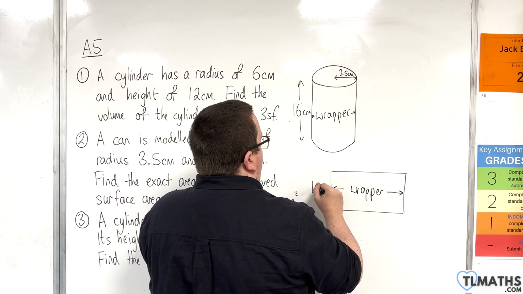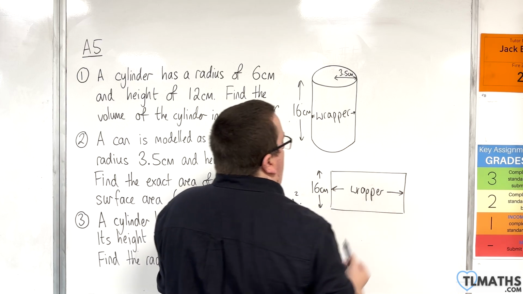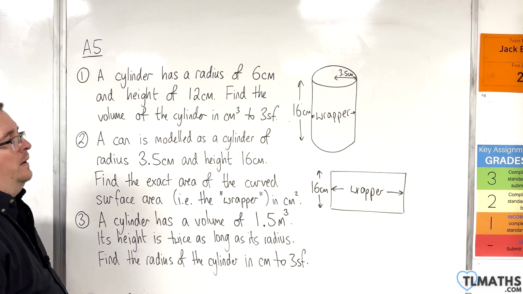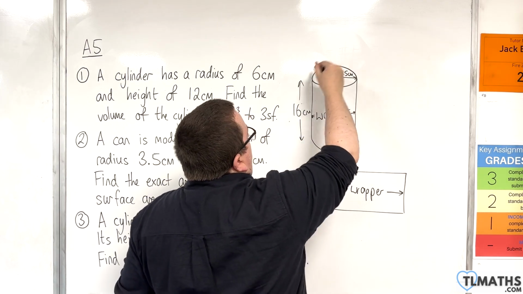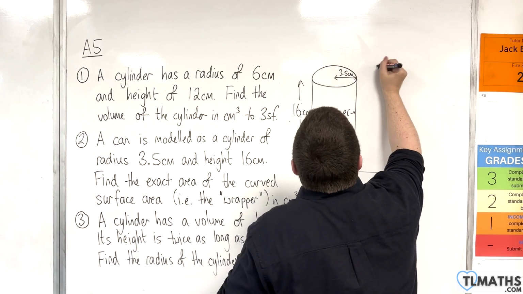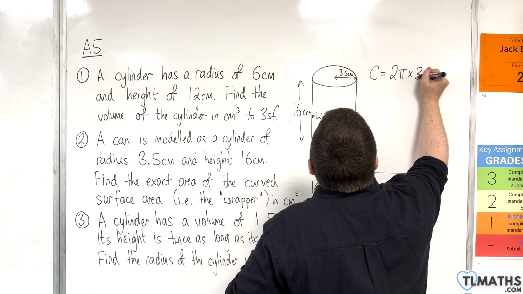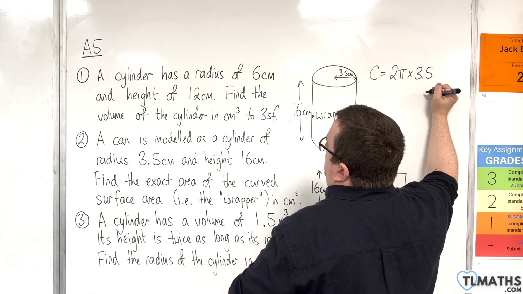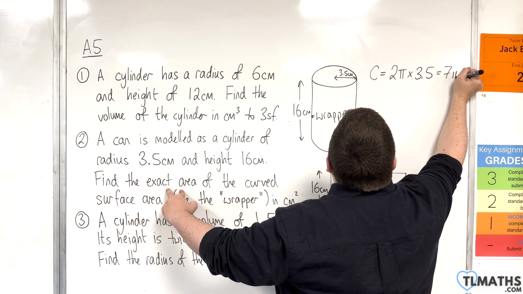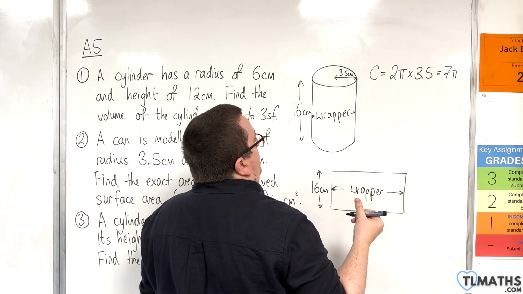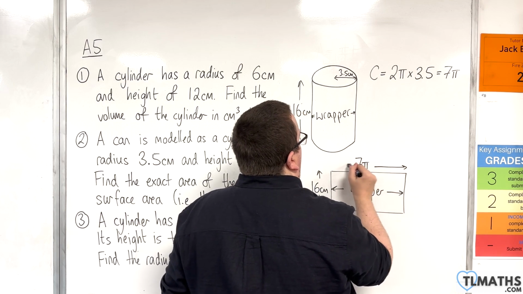So the height we know is 16 centimetres. We need to work out its length. So that would be the circumference of the circle. So the circumference of the circle is 2 pi r. Now we want this exact, okay? So that's 7 pi. So 2 times 3.5 is 7, so we just have 7 pi. So 7 pi is that length there.